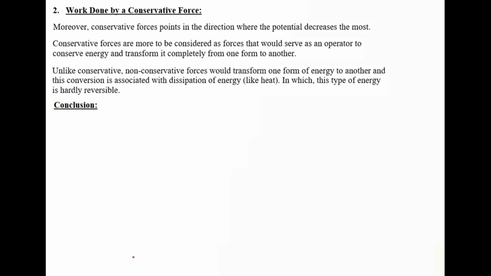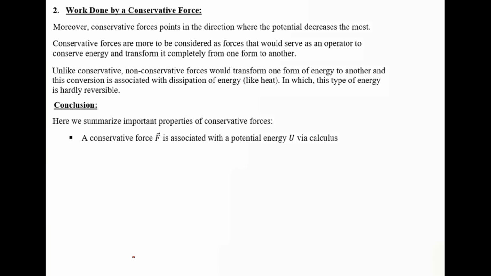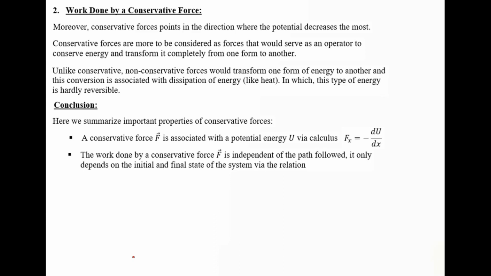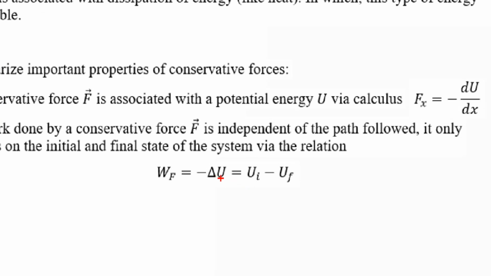Now let me summarize the different properties of conservative forces that we have discussed so far. A conservative force is usually associated with a potential energy U via calculus. The work done by a conservative force is independent of the path followed and only depends on the initial and final state of the system via the relation. So WF would be minus the change in the potential energy, which is minus (UF minus UI), and that would give us UI minus UF.